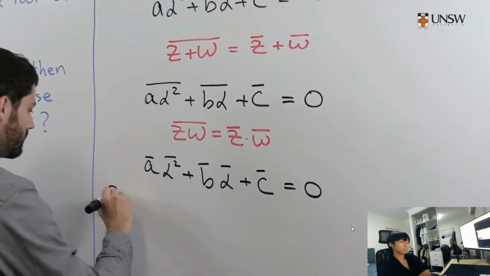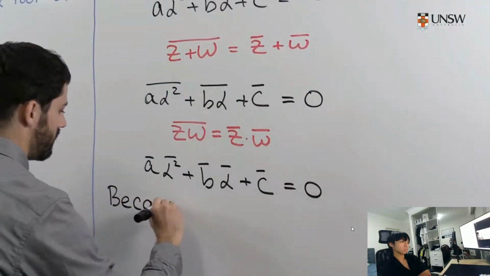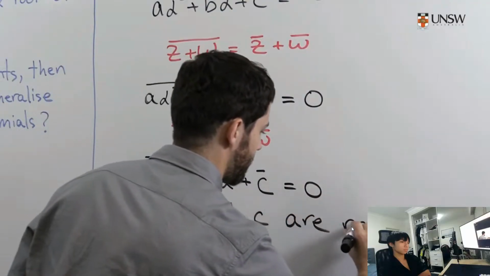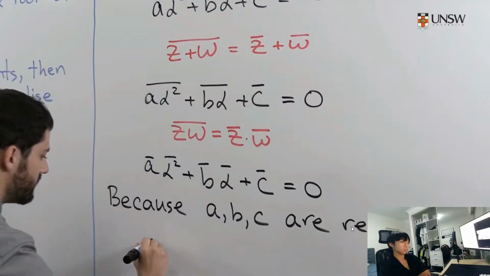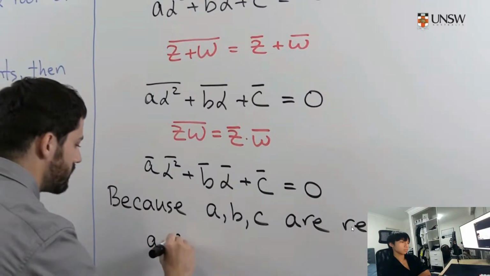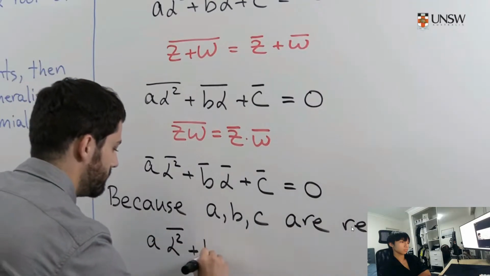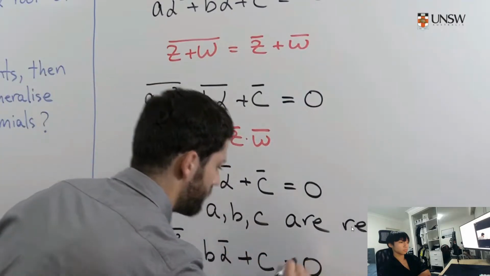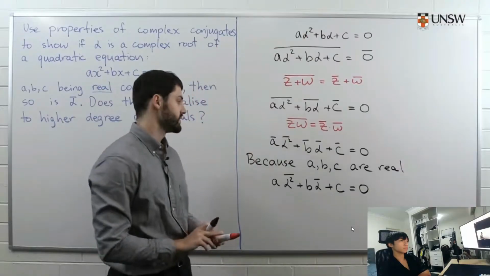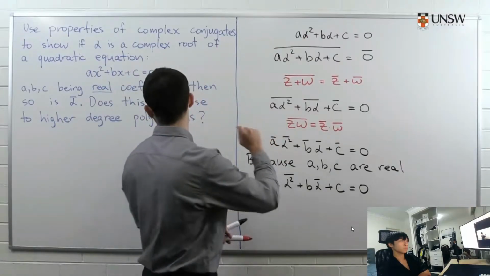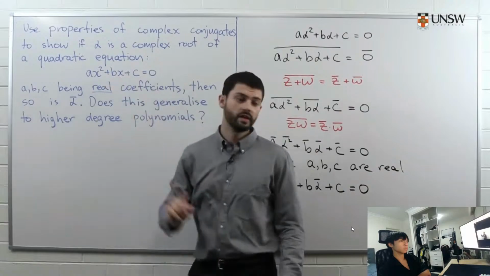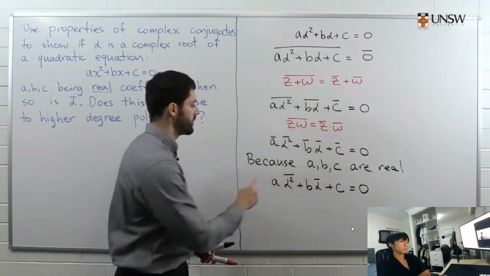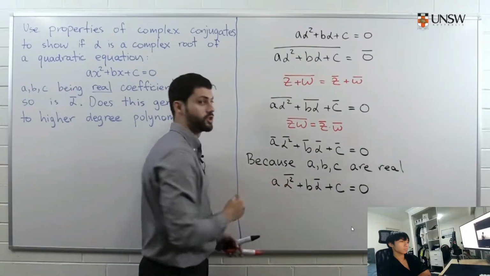Okay, so because A, B, C are real, we can now say that this is the same as A conjugate of alpha squared plus B conjugate of alpha plus C equals 0. Okay, we're almost done. This is almost like substituting the conjugate of alpha into here, except here we have alpha squared conjugated, and we need the other way around. We want to have the conjugate of alpha squared.